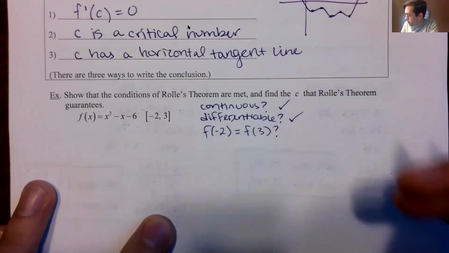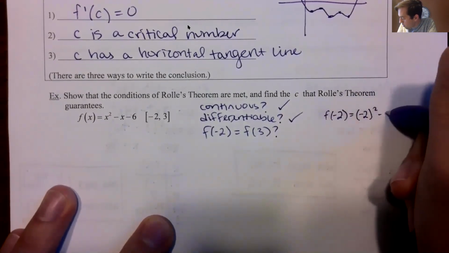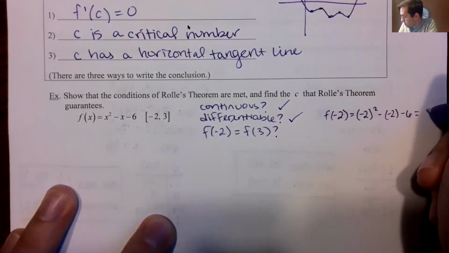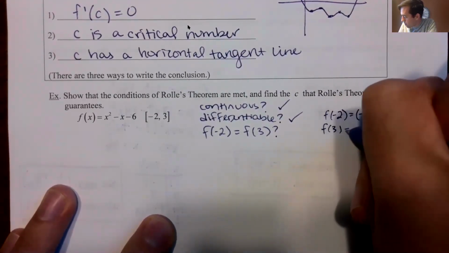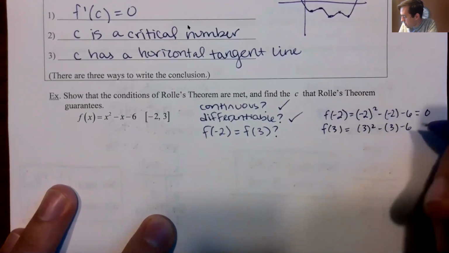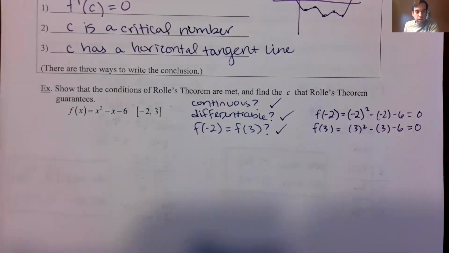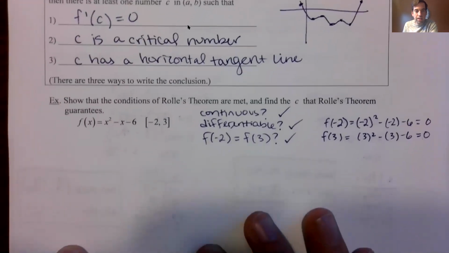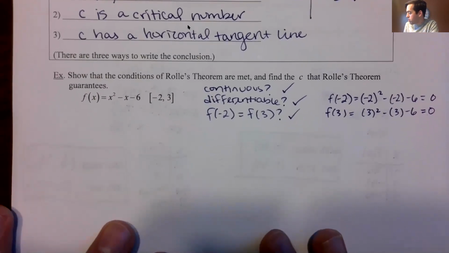So that's what we have to figure out. f of -2 is going to be -2 squared minus -2 minus 6, which is 0. It's 4 plus 2 minus 6. f of 3 is 3 squared minus 3 minus 6, so 9 minus 3 minus 6, which is also 0. So check, check, check. All three of those things are true. We're continuous, we're differentiable, and f of a equals f of b. So yes, Rolle's theorem holds true, and we're going to find the c that Rolle's theorem guarantees.